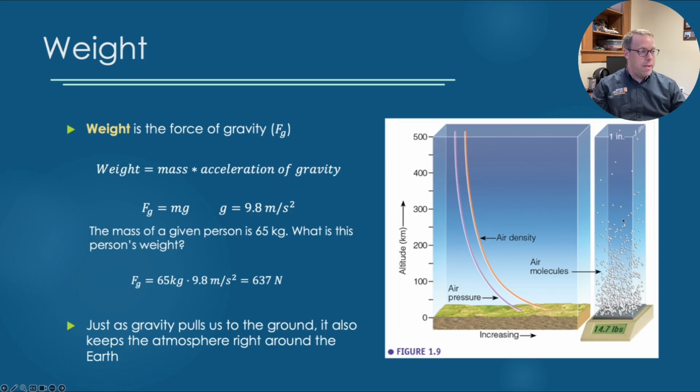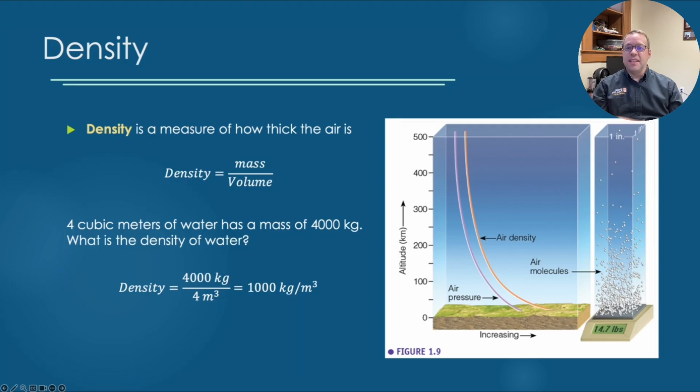Gravity pulls many of these gases towards the surface so that only the lighter weight gases stay on top. So it's very, very concentrated close to the ground because gravity is trying to pull it all downward. And so now, in order to understand that a little bit better, we need to talk about density. Density is a measure of how thick the air is. Basically, we take the mass, how much matter is there, and divide it by the volume it takes.